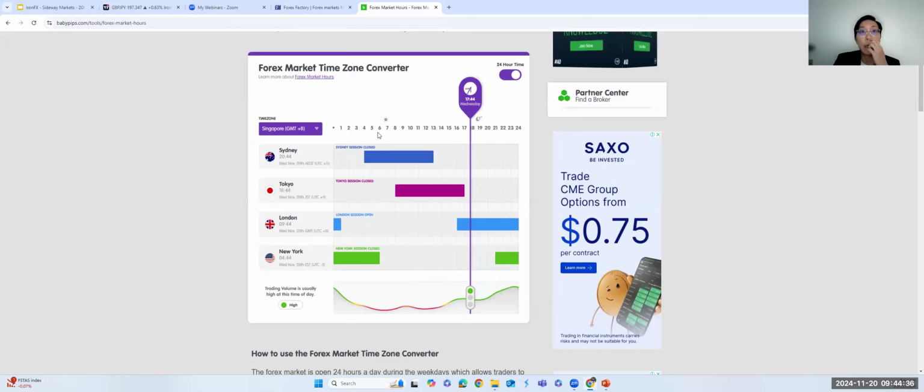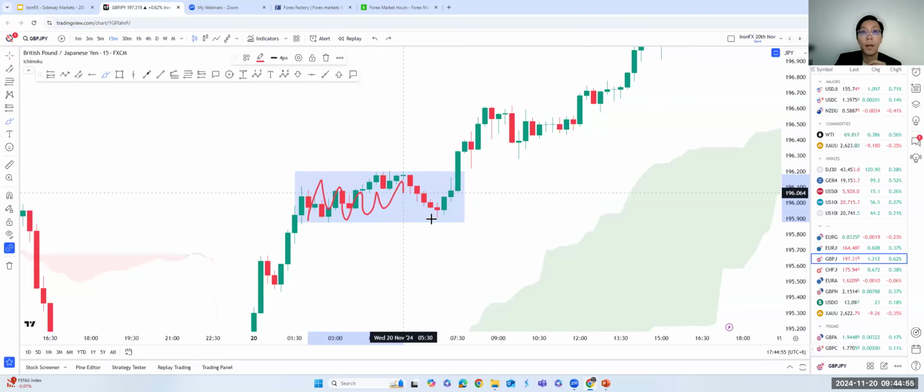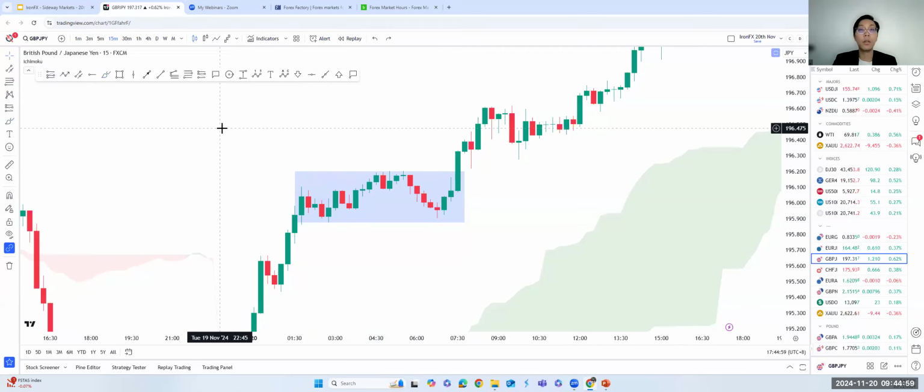Yep, this is AM. Closed. New York session closed. Very low volatility from 1 a.m. onwards. From 2 a.m. onwards, volatility starts to drop. You can see right here, it starts to drop. So right here, that's why we have consolidation. That's why I say session timings is very, very important.